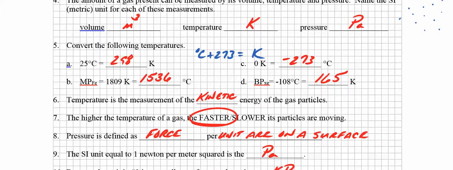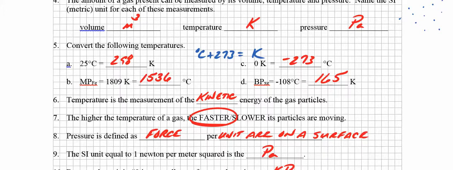The boiling point of xenon is negative 108 degrees Celsius. How do we get to Kelvin? Add 273 to that. Minus 108 plus 273 gives us 165 Kelvin.